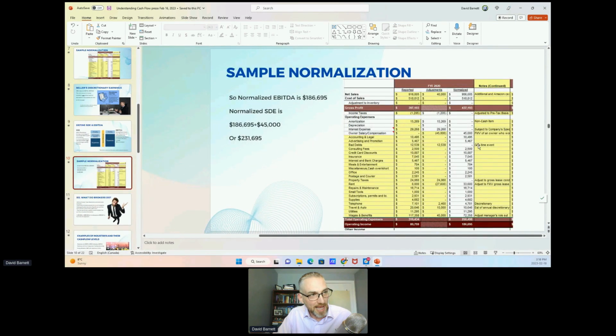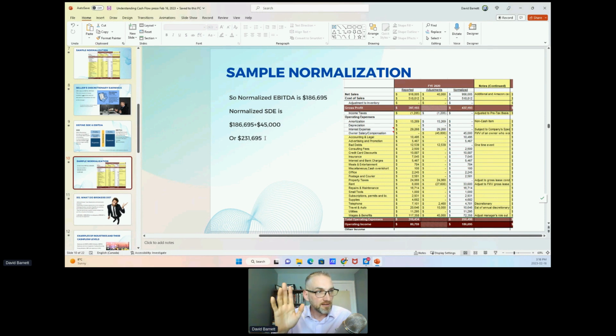So what we did here is we added back amortization and depreciation. The interest expense has been added back. We have the fair market value of the owner on one line here, according to what the seller told us he was paying his manager. Okay. And so what we end up with down here, this 186, we then add that 45 and we end up with an SDE of 231. Okay. So this is what would be presented out there as the cash flow of this business.